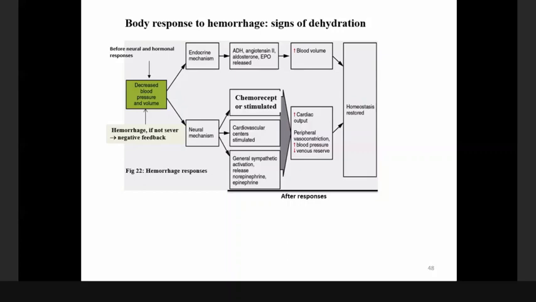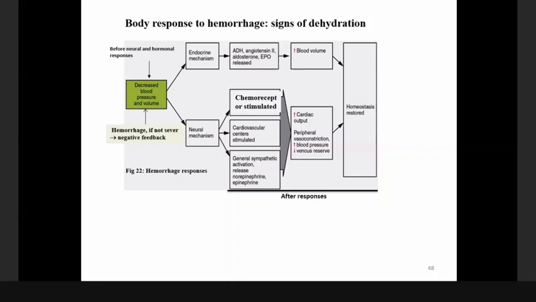Okay, the blood pressure increases and the venous reserve is reduced. You know, venous reserve is the amount of blood stored or reserved in your veins. So when you have bleeding, the blood stored in your veins is returned back into the heart, so that the venous return increases, but the venous reserve, or the blood that is stored in the veins, gets less. Then our homeostasis is going to be maintained.